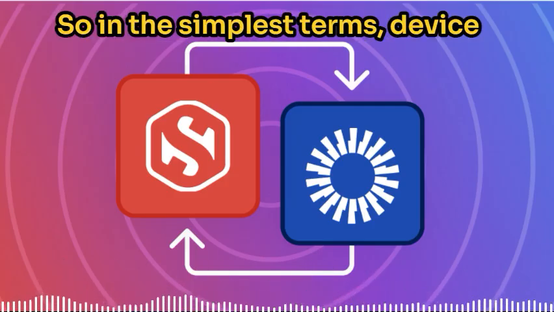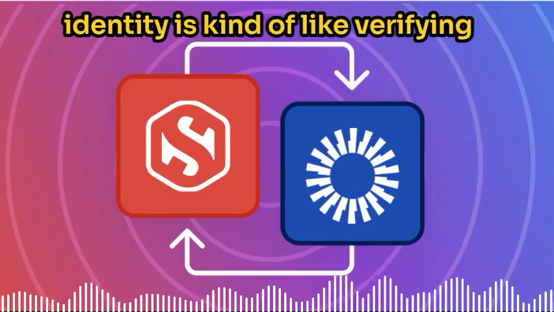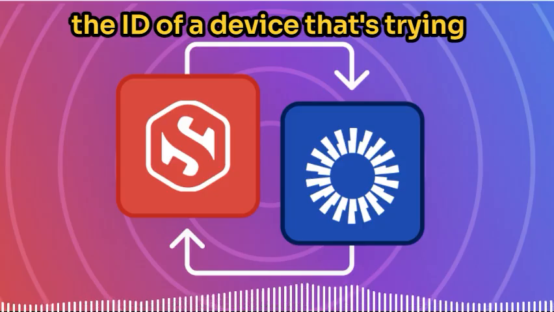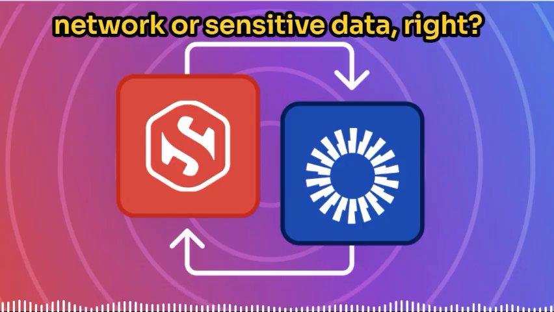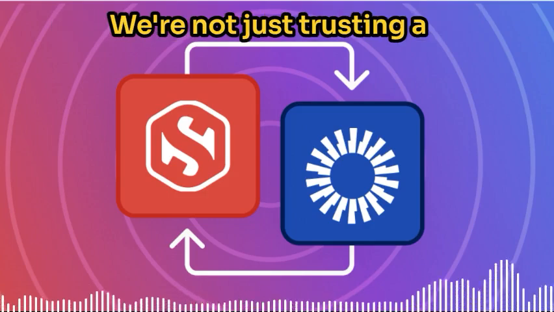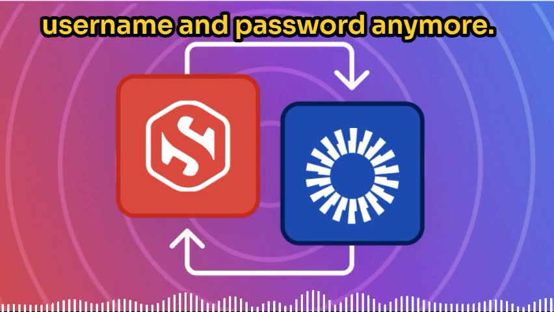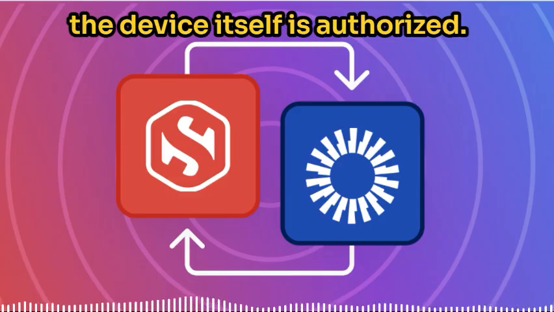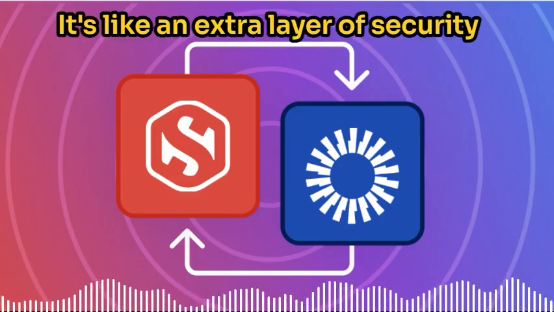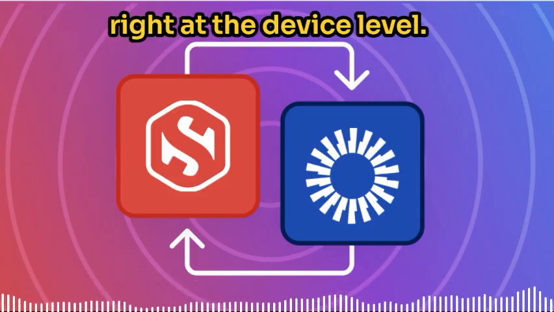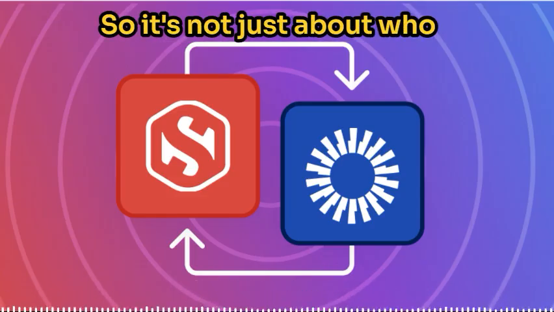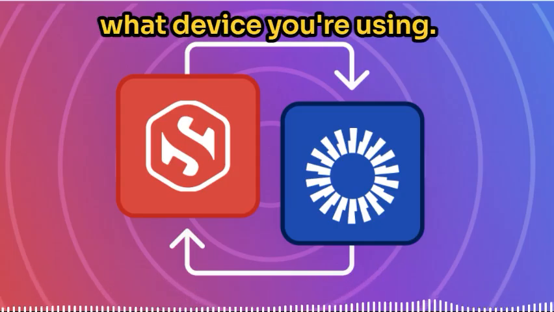In the simplest terms, device identity is kind of like verifying the ID of a device that's trying to access your company's network or sensitive data. We're not just trusting a username and password anymore. We want to make sure that the device itself is authorized. It's like an extra layer of security right at the device level. So it's not just about who you are, but it's also about what device you're using.